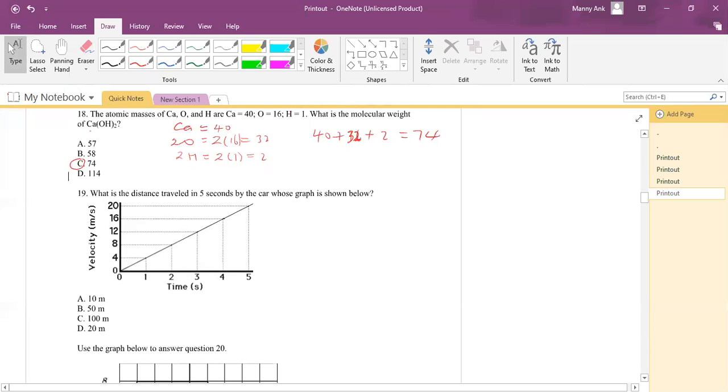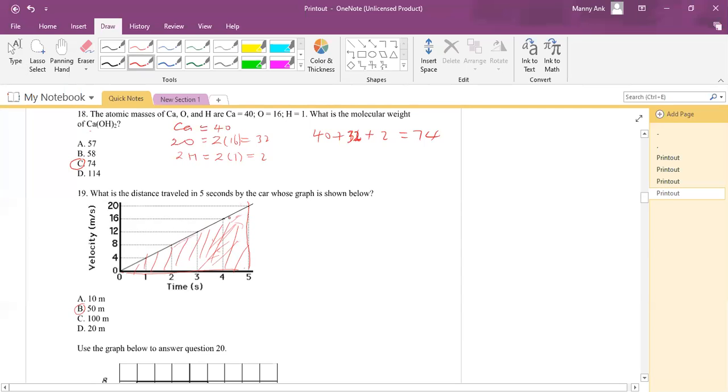Number 19, the answer is 50. Remember, I said that to find the distance under a velocity time graph, it is the area. The area under the velocity time graph, the line. 5 seconds. So we're looking at all this from 0 to 5. So the area under the line from 0 to 5 seconds, all this is the distance traveled by the car.